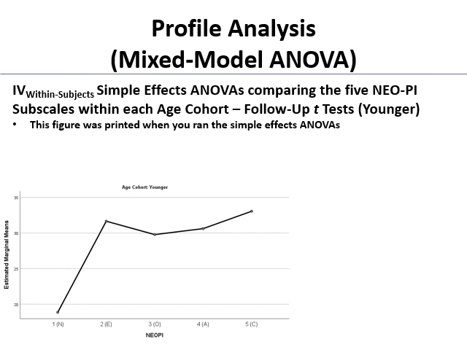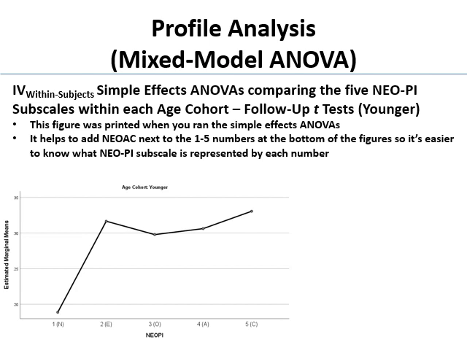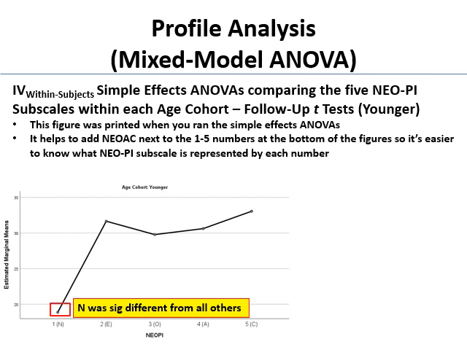So they thought they'd be lowest on neuroticism and then equally high on E, O, A, and C, which is not super interesting. In your homework assignment, I have you add the N, E, O, A, and C as well. So N was significantly different from all the others. The young people thought they'd be the least neurotic, or lowest on neuroticism.